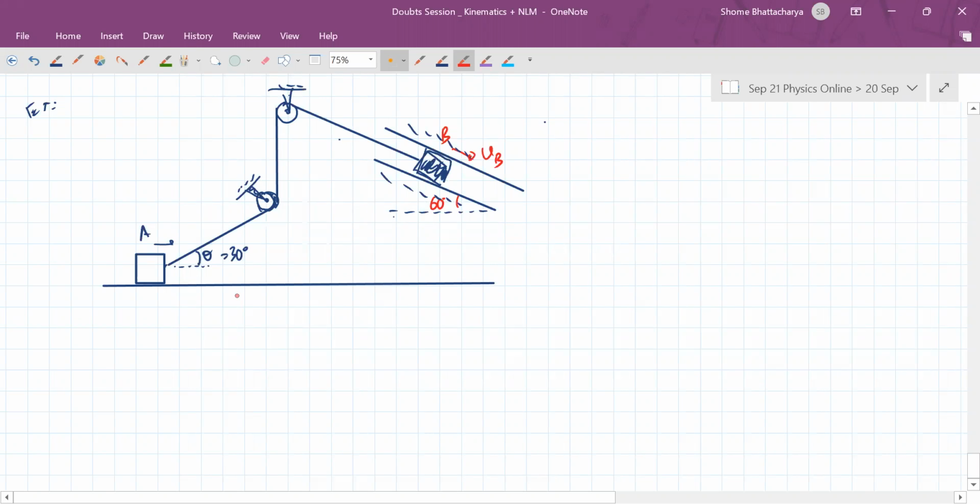Now it says that A remains in contact with the ground. VA is equal to 10 meters per second at the instant when theta is 30 degrees. So find VB.